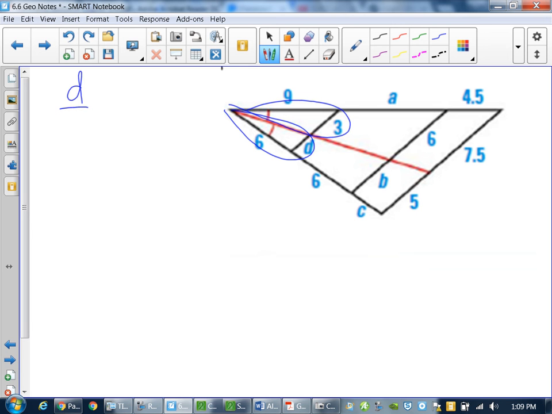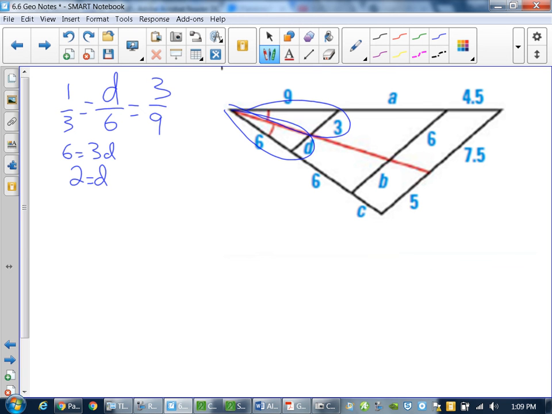You have d over 6 is 3 over 9. Hey, what does 3 over 9 simplify to be? 1/3. So knowing that these triangles are all similar, they're all going to have that scale factor of 1/3, 1 to 3. Okay? So I can do this a couple ways. I can say d over 6 is 1 over 3, cross multiply, I get 6 is 3d, d is 2. Or 18 divided by 9 is also 2. No big deal. Okay?